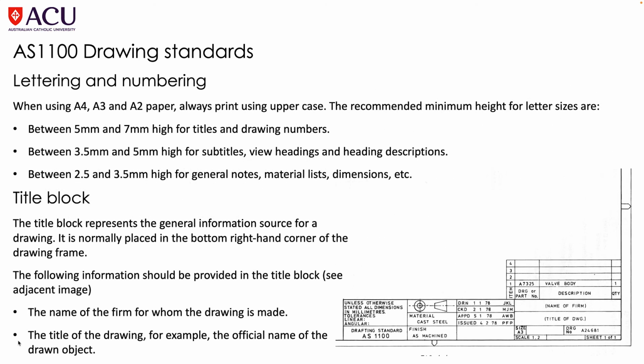Lettering and numbering. When using A4, A3 and A2 paper, always print using uppercase. The recommended minimum height for letter sizes are between 5mm and 7mm high for titles and drawing numbers, between 3.5 and 5mm high for subtitles, view headings and heading descriptions, between 2.5 and 3.5mm high for general notes, material lists, dimensions, etc. And you can see examples of that down in the bottom right hand corner.